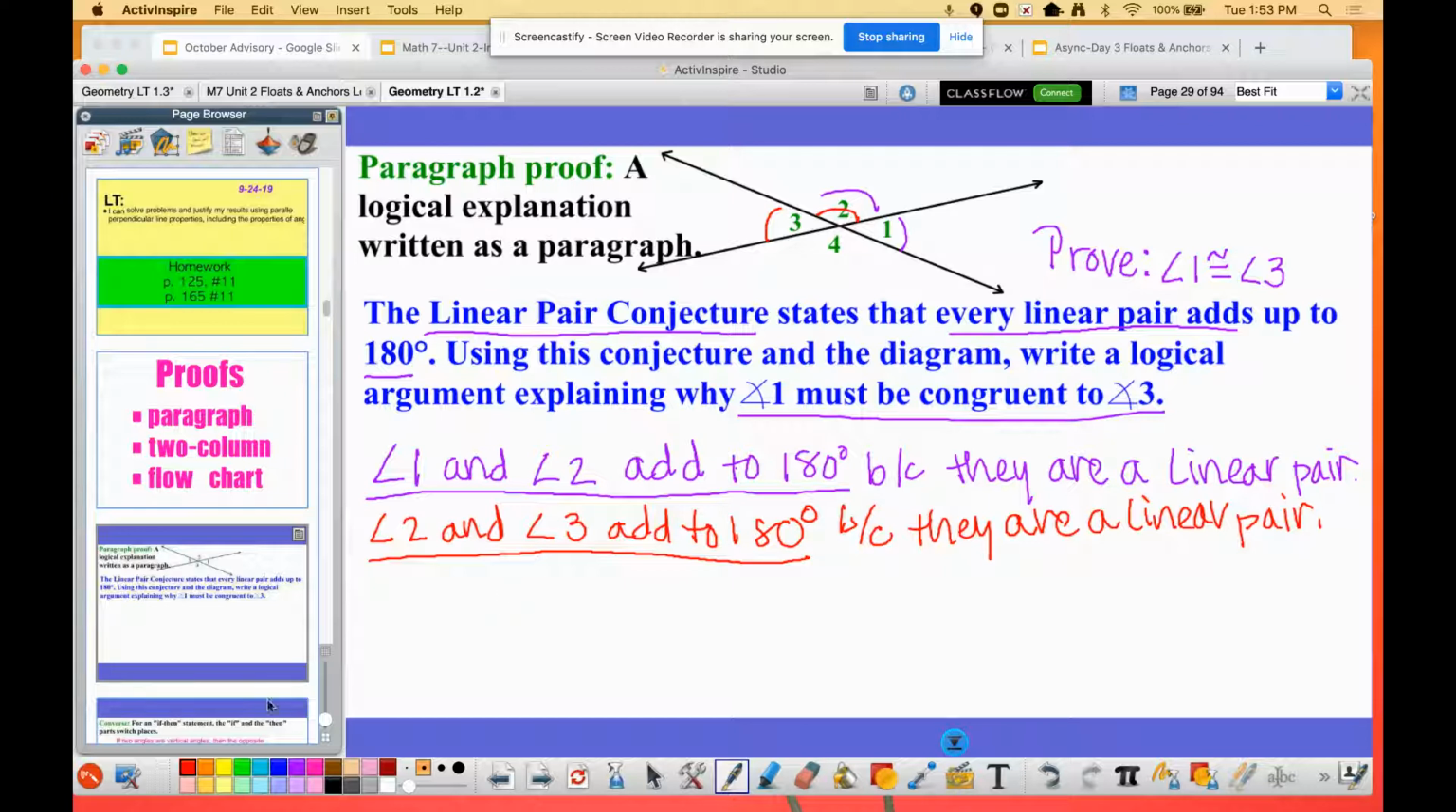Now, we have another step to go through. I want to look at what I have in common in these 2 statements, and I have an angle 2 in both of those. Angle 2 is the same in both, right? And so this seems kind of redundant, but it has to be said. Angle 2 is equal to angle 2 because of the reflexive property.